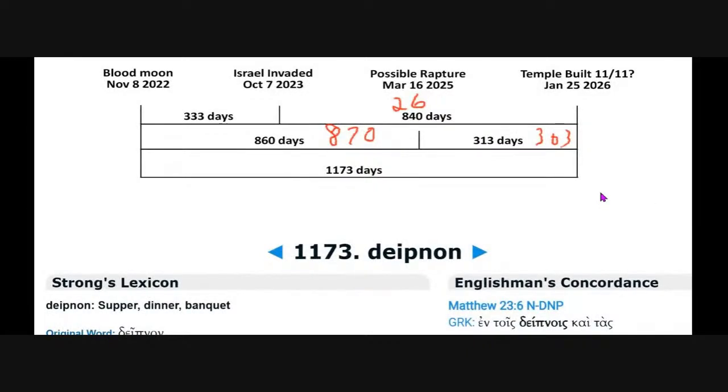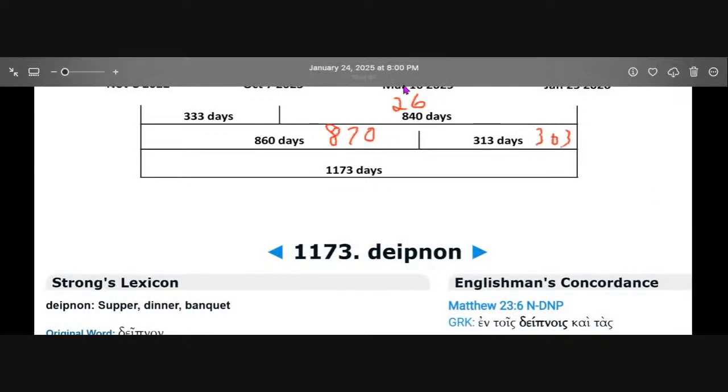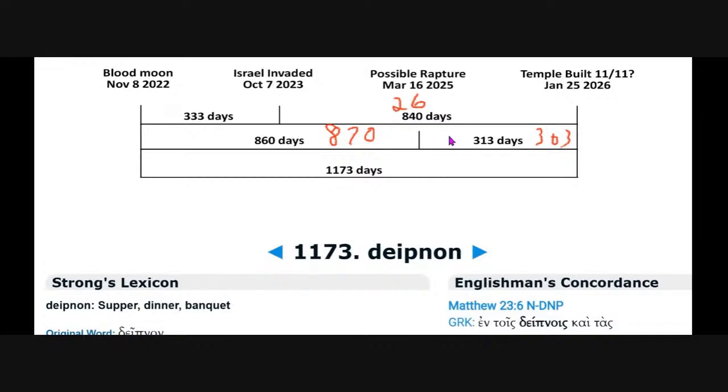Sister Sandy actually fixed this. I surmised that if the rapture occurs on March 16th, these are in black, all the numbers that we would see from the blood moon of November 8th of 2022. Why that random moon? Because it was symmetrical.